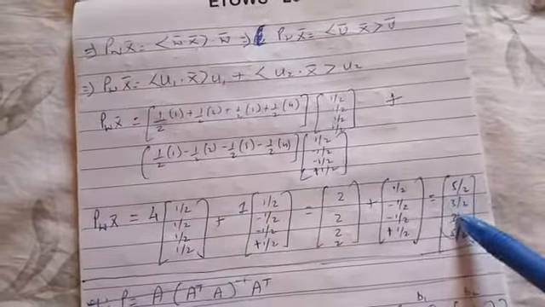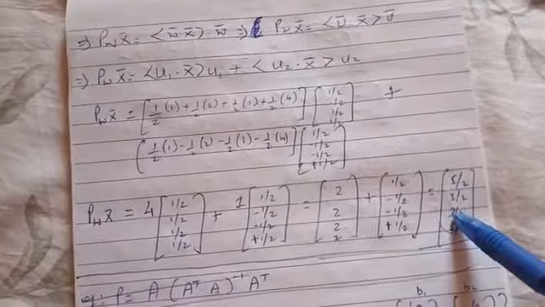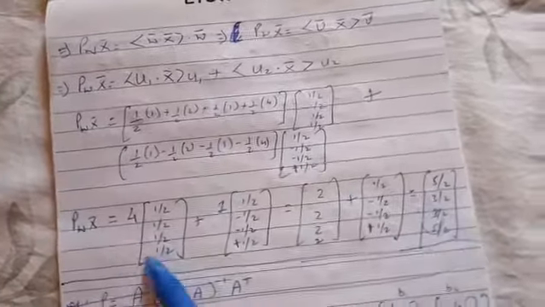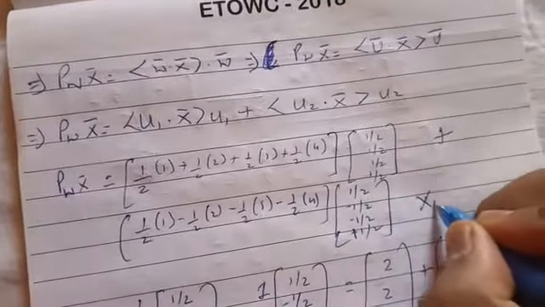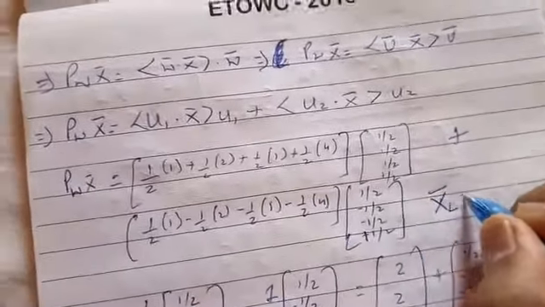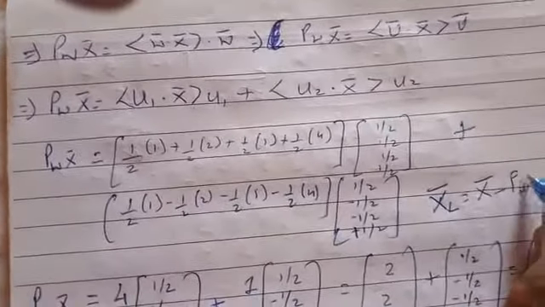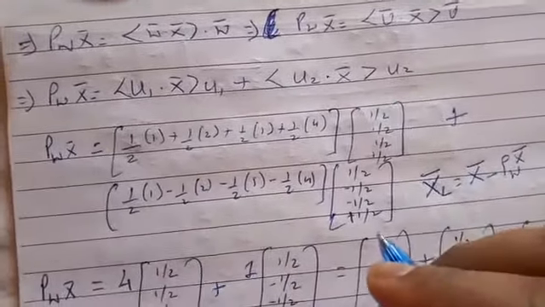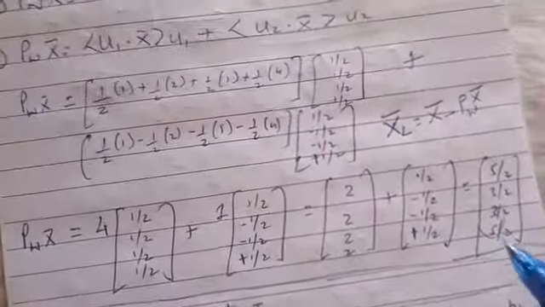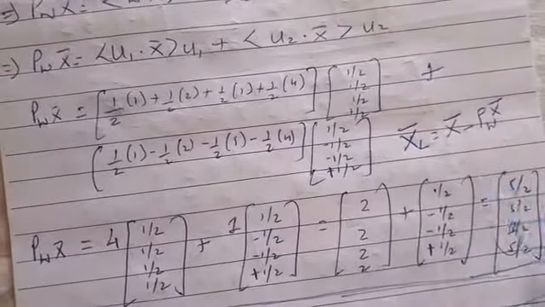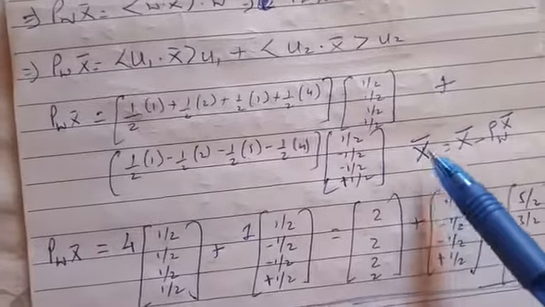You can then check, you can find the perpendicular component from P_W x, and the perpendicular component x perpendicular bar will be nothing but x bar minus P_W x bar. So x bar is already given to us as (1, 2, 1, 4). P_W x bar we have just found. Subtract the two, and you will get the perpendicular component of x bar.